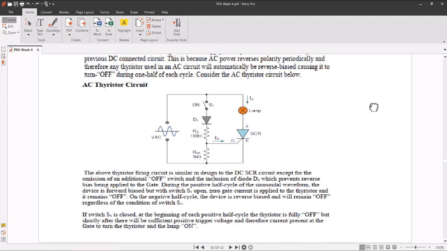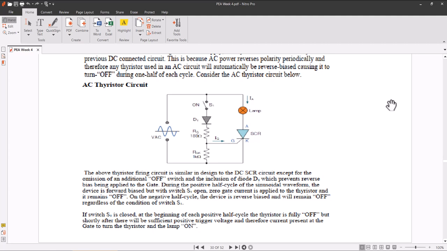Okay, the above thyristor firing circuit is similar to the design of the DC SCR circuit, except for the omission of the additional off switch and the inclusion of the diode D1, which prevents reverse bias being applied to the gate. During the positive cycle of the sinusoidal waveform, the device is forward biased, but the switch S1 is open. Zero current is applied to the thyristor and it remains off.